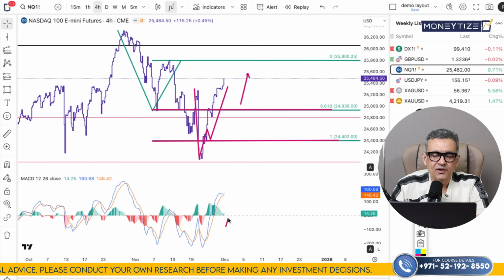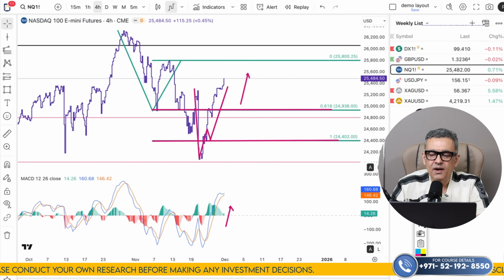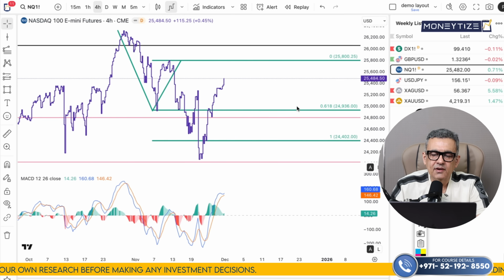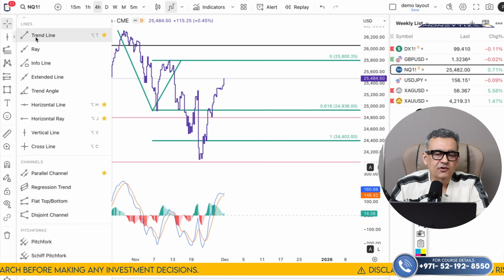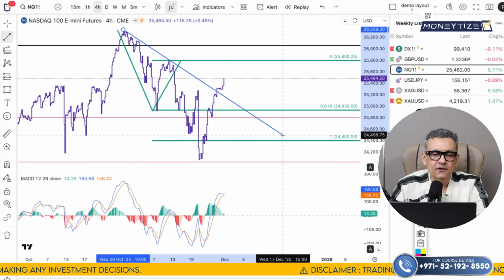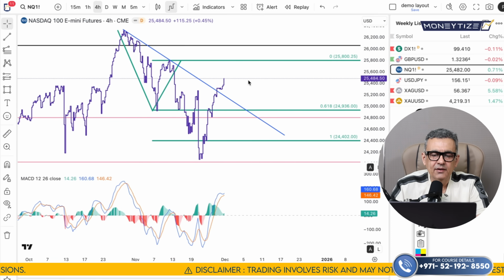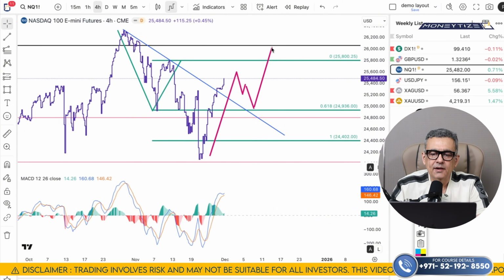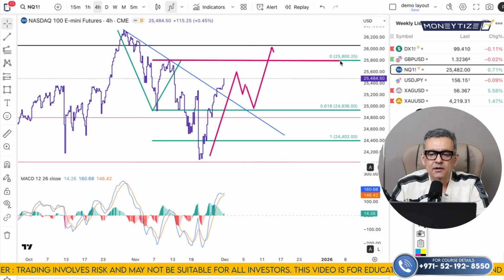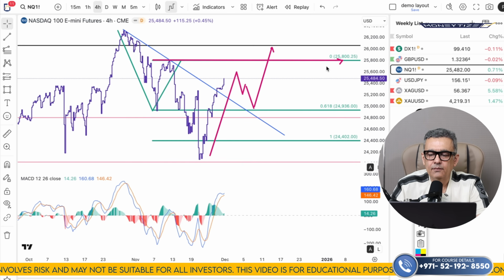And I do not see any signs against. MACD histogram shows that bullish momentum is now building up. Apart from this, I can use a trend line in the falling direction. So starting from the highest, connecting to the next lower high. So this is the falling trend line, and the buyers, they have convincingly broken the falling trend line. Now it's a matter of retest and continuation higher. And the next target is 25,800.